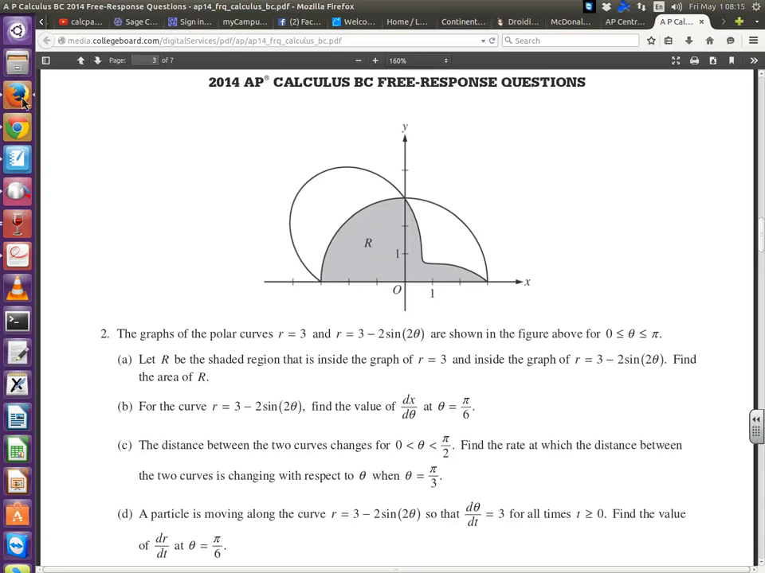So what's part D? It's just: A particle is moving along the curve r equals 3 minus 2 sine 2 theta. So forget the circle part, just this wavy part, okay?